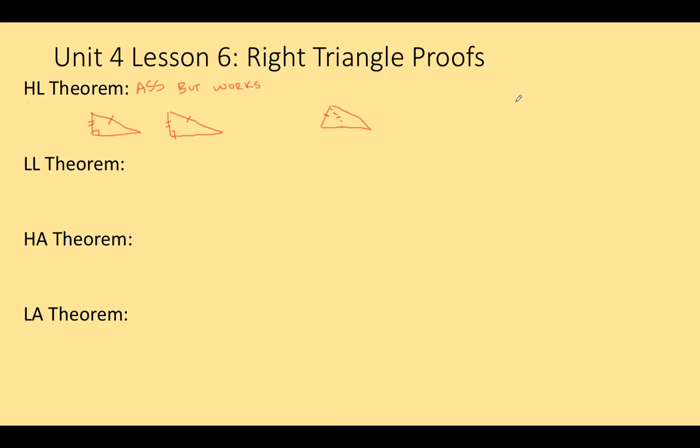Okay, so if you remember back, we have 4 theorems to prove triangles are congruent when they're just regular triangles: SSS, SAS, ASA, and AAS. Okay, so these 4 worked with any triangle. Again, today the main purpose will be showing you some theorems when we have right triangles.